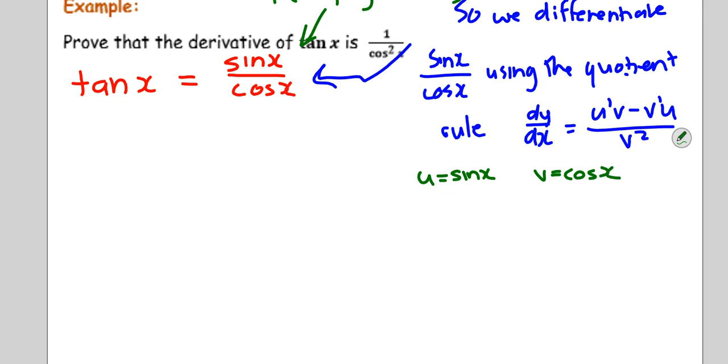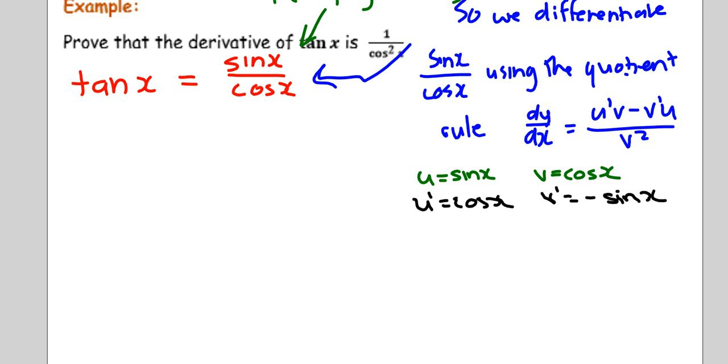So I like to write out what u is, what v is, and then what's u dash? Goodness, really close. It's cos x. Yeah, that's the answer. So your math is right. U dash is cos x. What's v dash? It's negative sine x. It can be really easy to forget the fact that it's negative sine x.